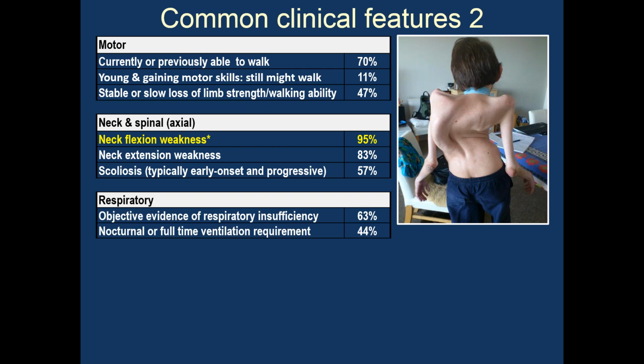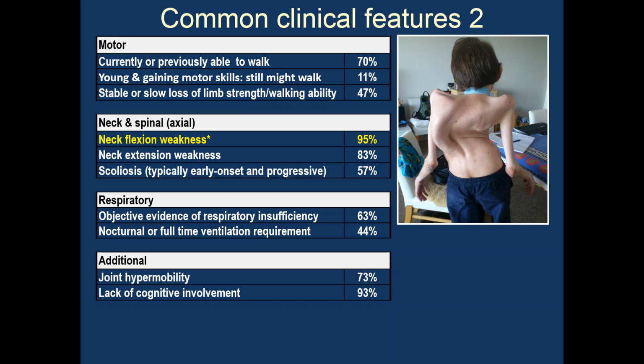So this individual, as I mentioned, had an early respiratory arrest because his respiratory status had deteriorated over time much more quickly than expected. So 63% of the patient cohort had some sort of objective evidence of early or late respiratory insufficiency, so weren't breathing as well as they should. And 44%, so almost half, needed some sort of nocturnal or full-time ventilation. That's really important for us to know, and if we pick it up early, we can manage it better.